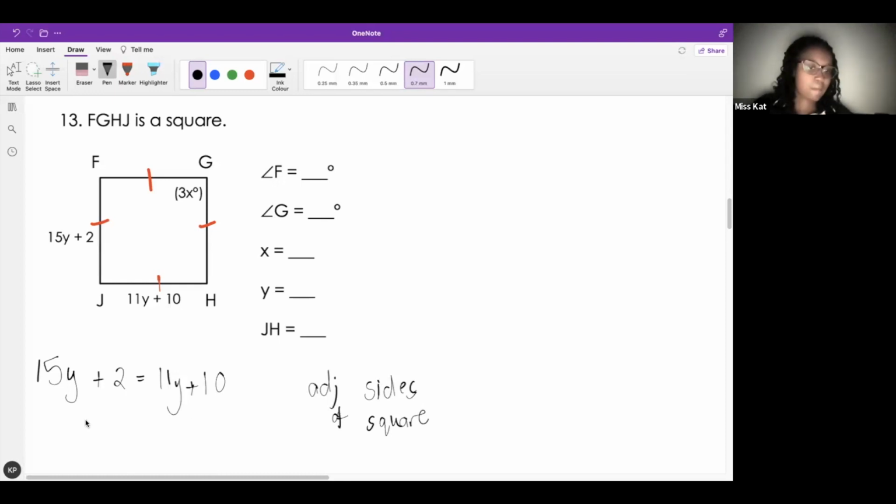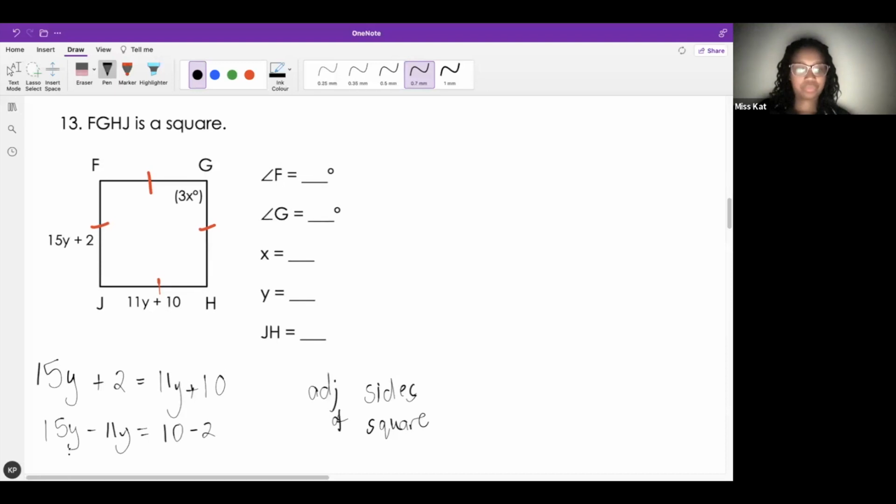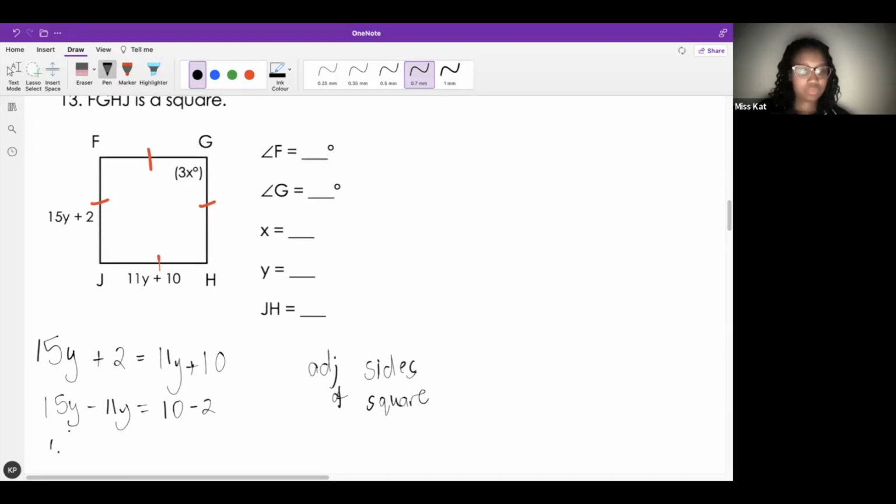Yes, Sinesile? So, ma'am, I will say 15y minus 11y is equal to 10 minus 2. It's 2, yes. So 15y minus 11y is 4y equals 8. And y is 2, ma'am. There we go. So we're going to divide by 4. Therefore, my y is 2. Thank you very much, Sinesile.